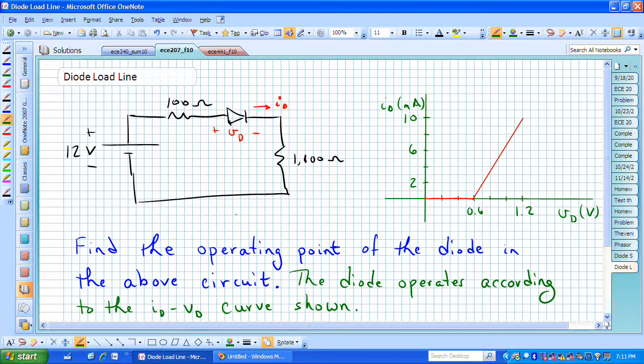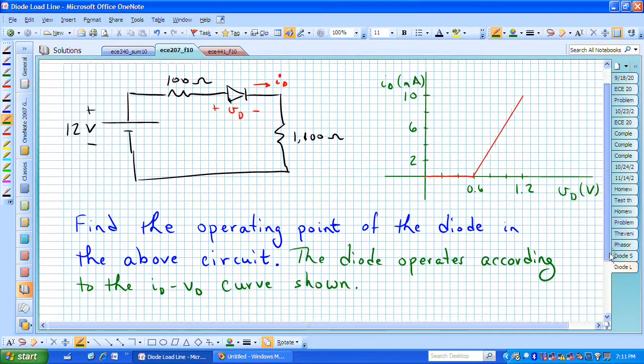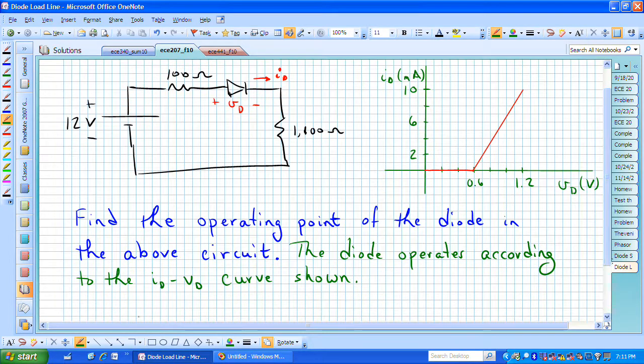So we're trying to find the operating point of the diode in the above circuit, or we could say, what is the particular value of current, and I'll say that's I sub D star, and voltage of the diode V sub D star, that satisfies both the circuit on the left and this current voltage behavior or characteristic of the diode on the right.